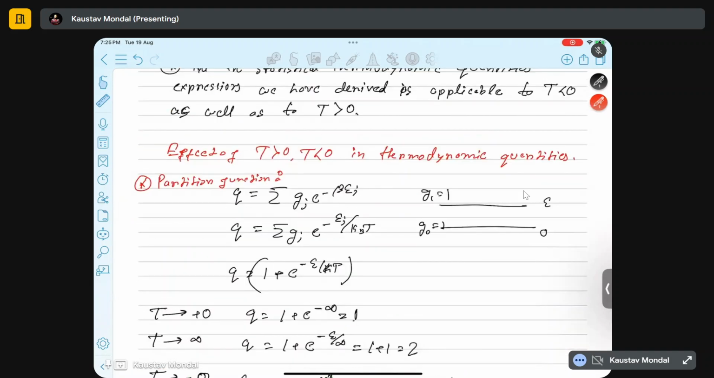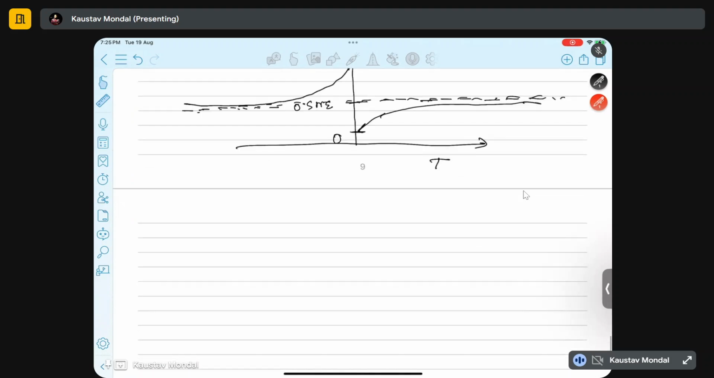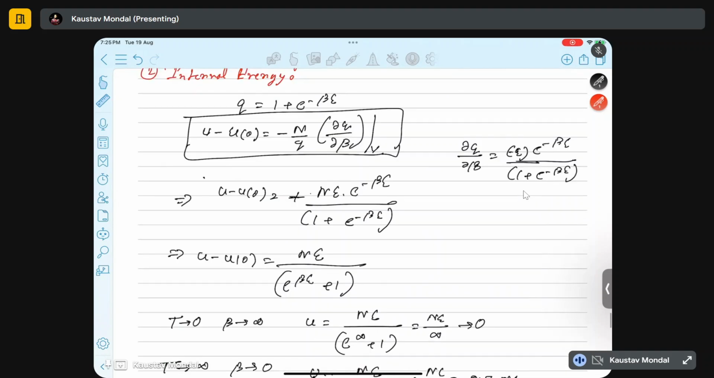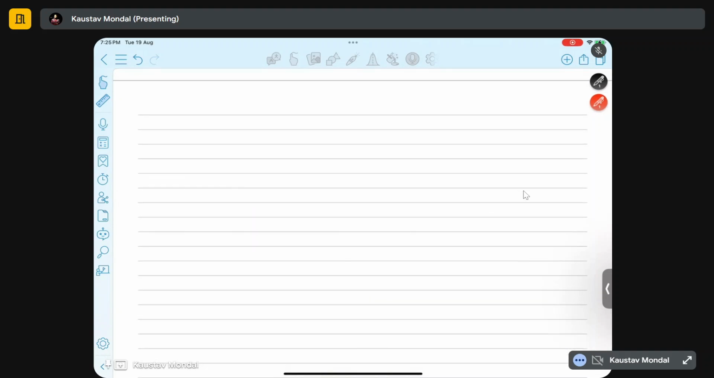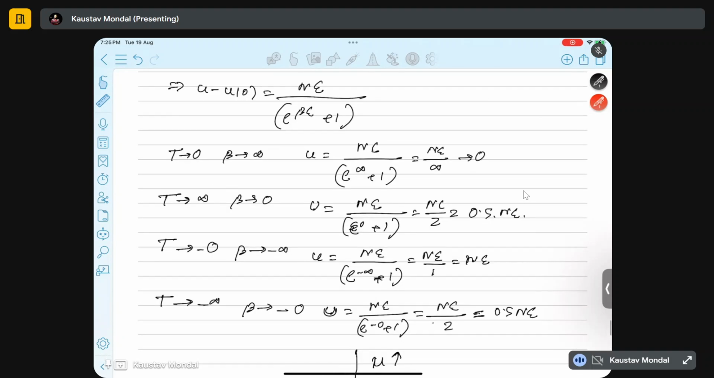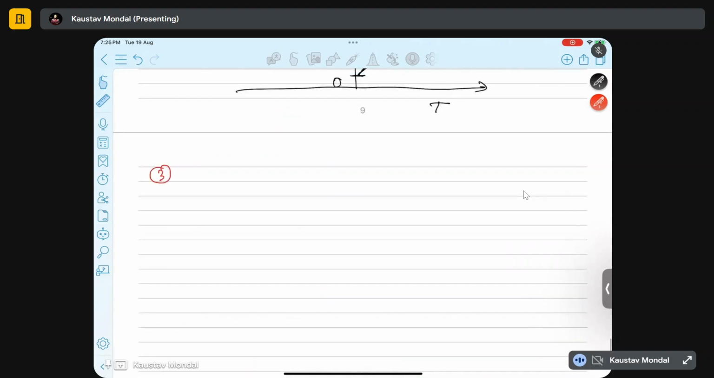Now, okay, so we got the expression of the internal energy. The last thing that we want to discuss is the entropy. So, 1, 2, 3. 3 is the entropy. So the entropy would be this entropy.